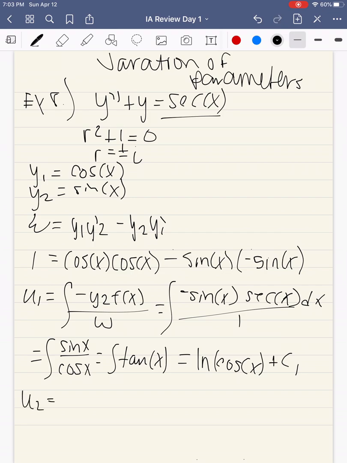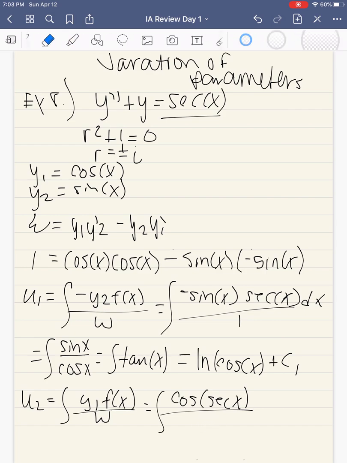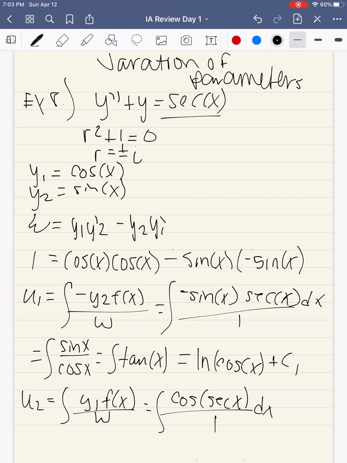So our u2 is going to be the integral of y1 f of x over our Wronskian. So here we would have cosine times secant of x over our Wronskian, which is just 1. So again, happy day when that happens. dx. Oh, well, no, this one is even nicer than the first one. Because secant is 1 over cosine, we would just have cosine over cosine. So that's just equal to the integral of 1, which is just x plus c2 in this case.